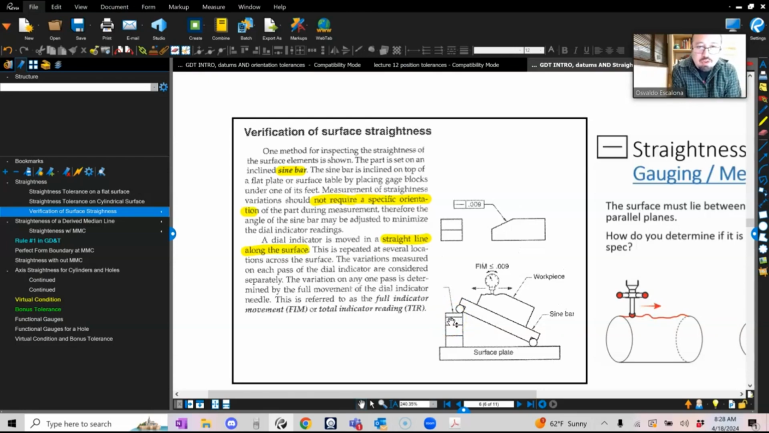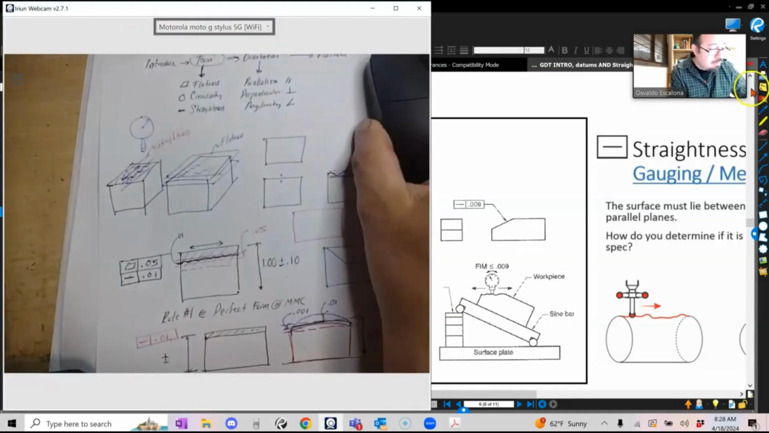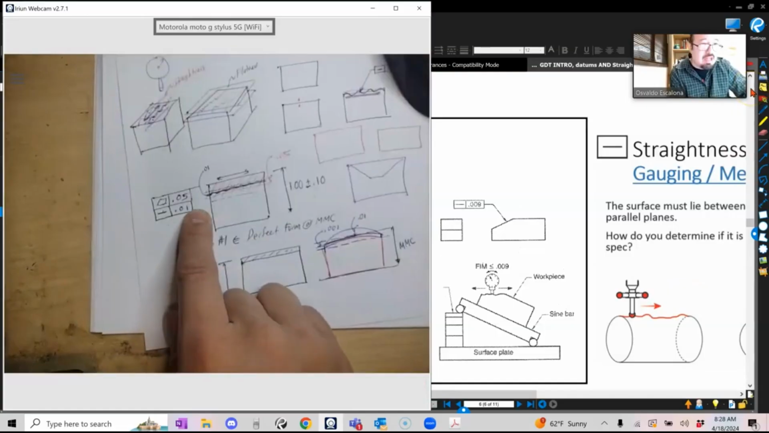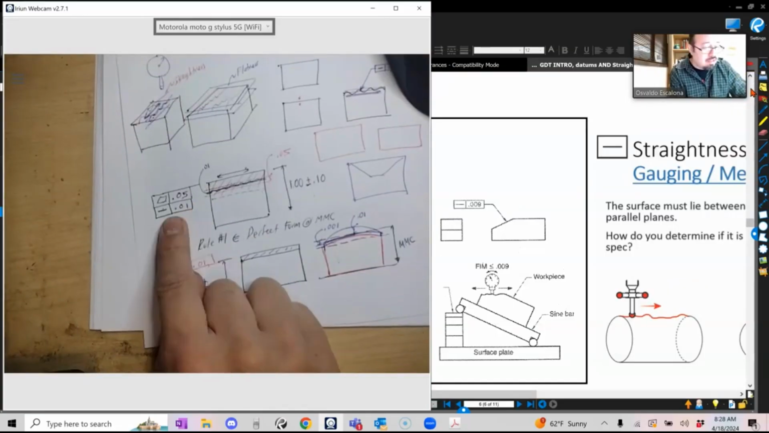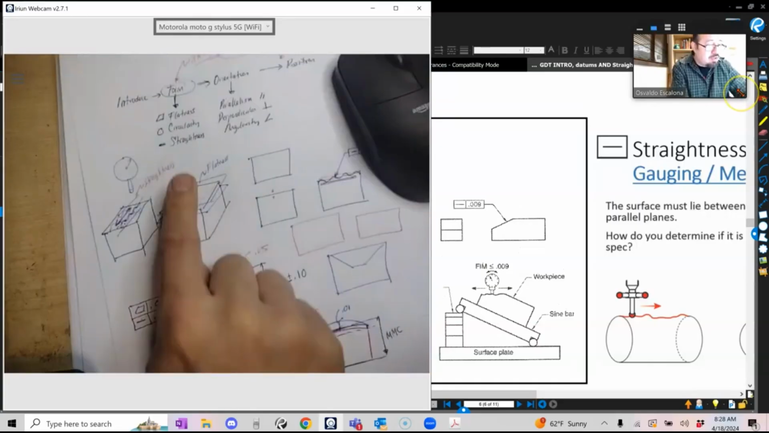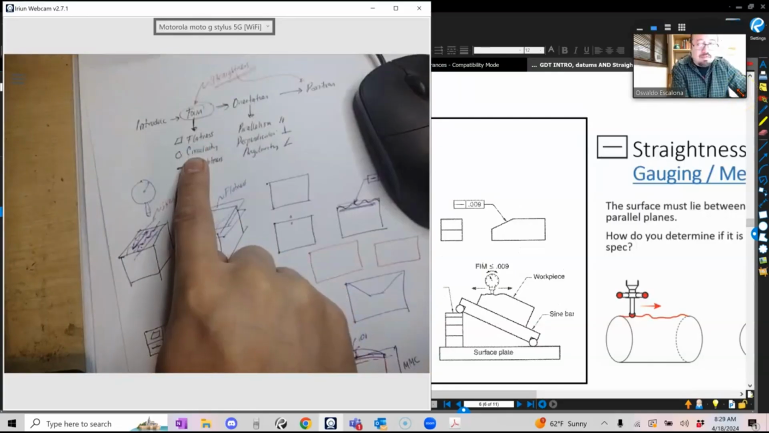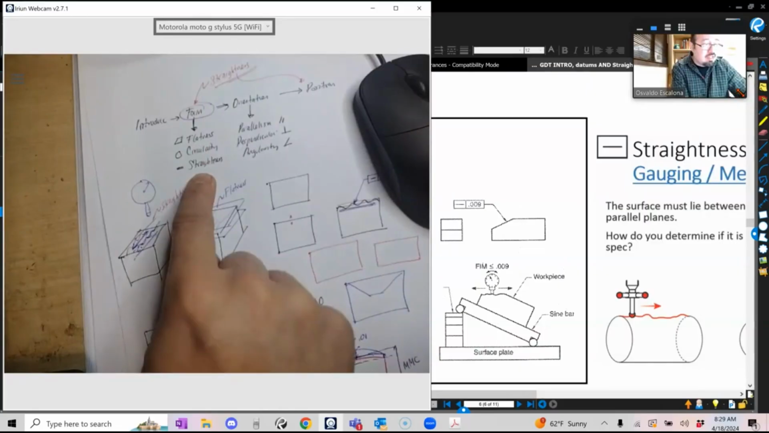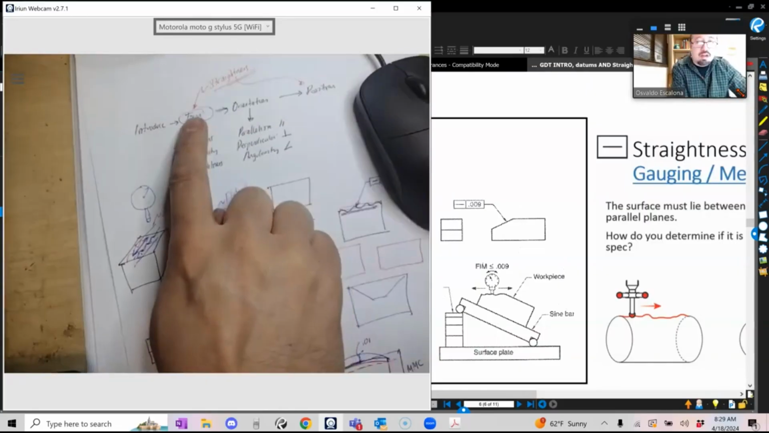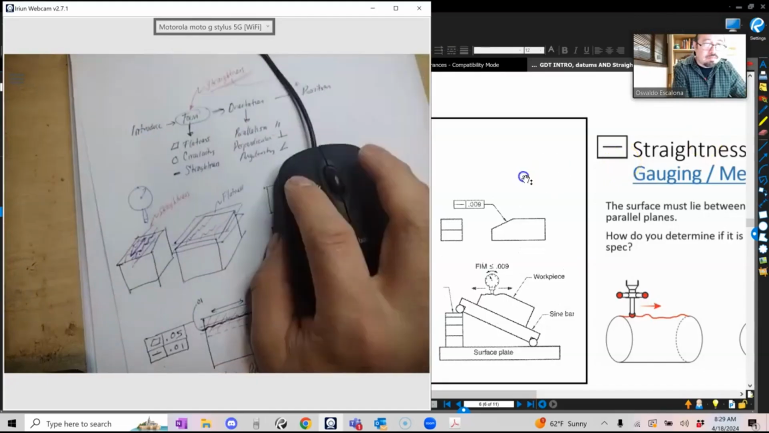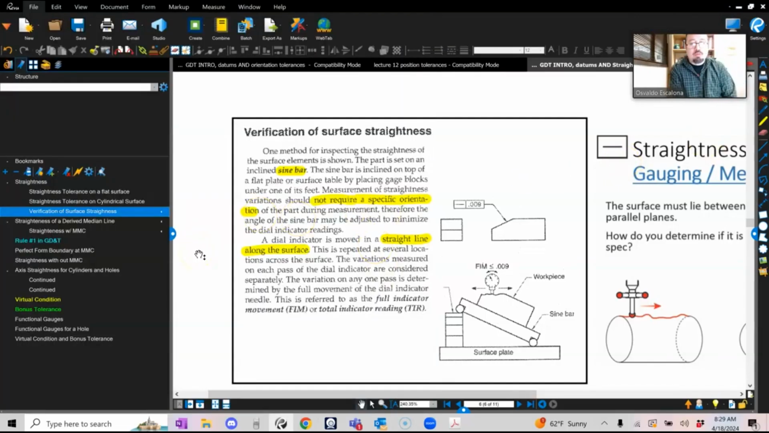Measurement of a straightness variation should not require a specific orientation, again, because it's form. Nowhere within my feature control frame had an A or a B referring to a perfect condition, right? All of this is back to datums. So flatness doesn't have a datum in the feature control frame, or circularity, or straightness. None of them, because they only control how wavy the part is. Not required for a specific orientation of the part during measurement. Therefore, the angle of the sine bar may be adjusted to minimize the dial indicator reading.